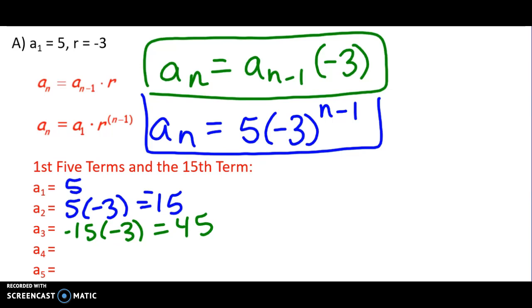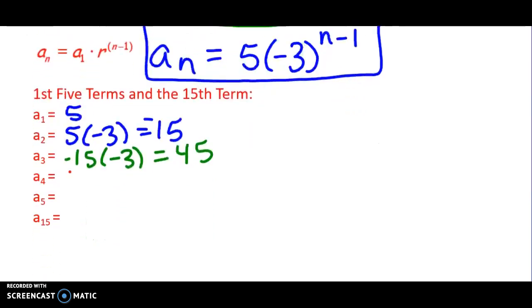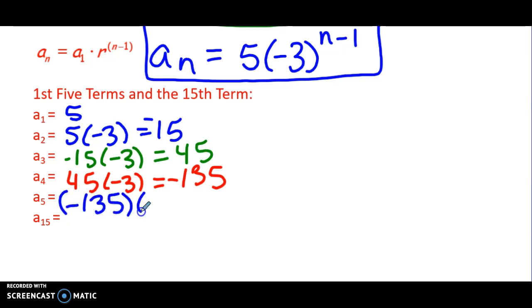If we want to find the fourth term, we're going to take 45 and multiply it by negative 3, and that gives us negative 135. And the fifth term, we would take negative 135, multiply it by negative 3, and we get a positive 405. So that would be the first 5 terms.